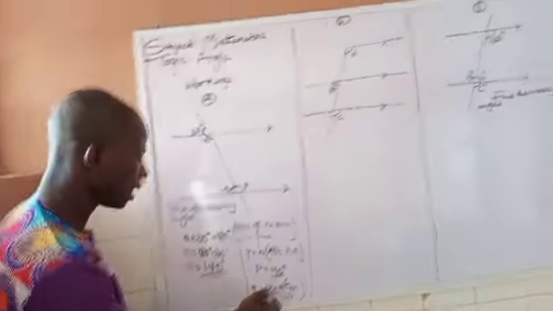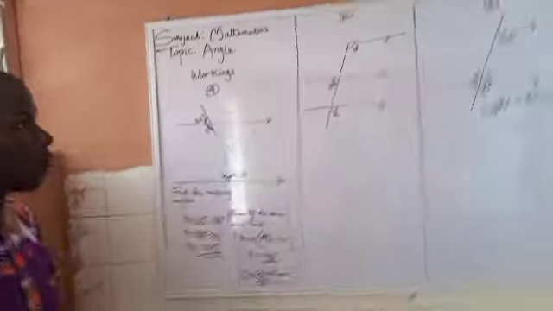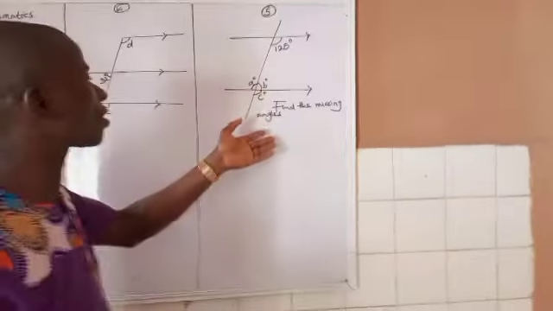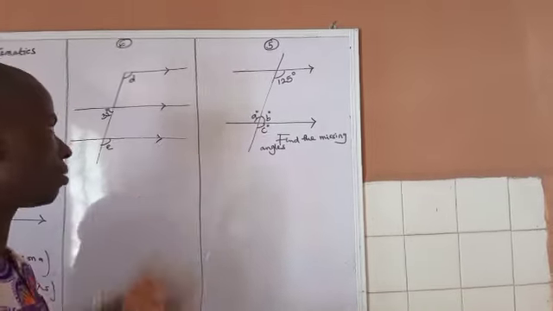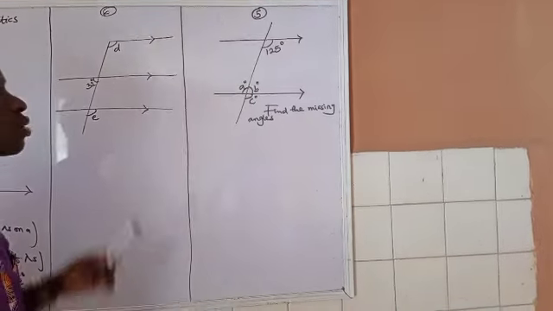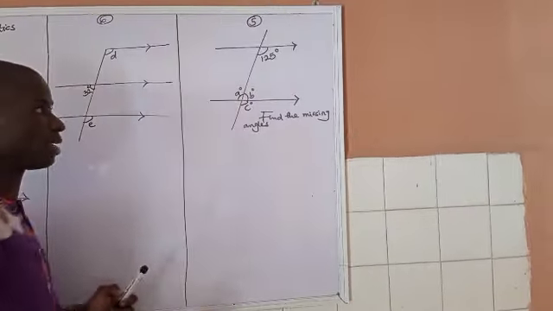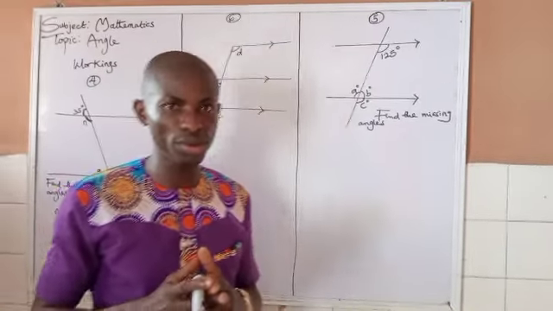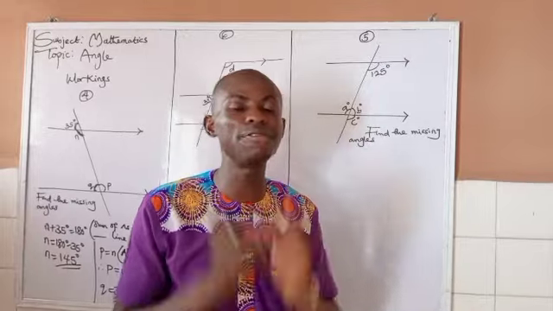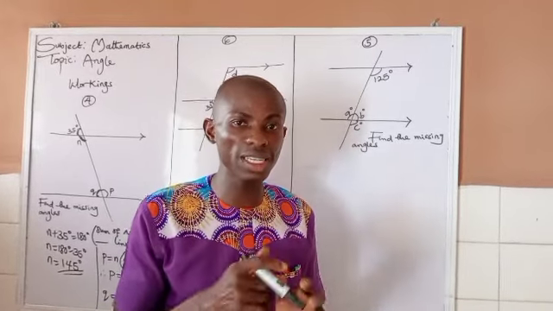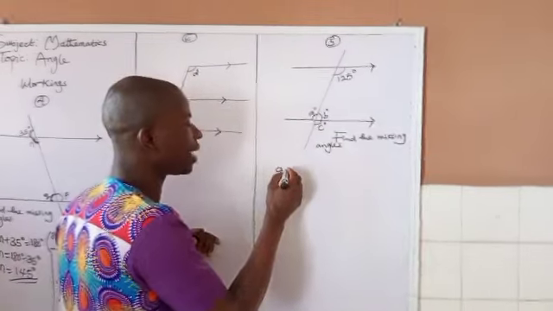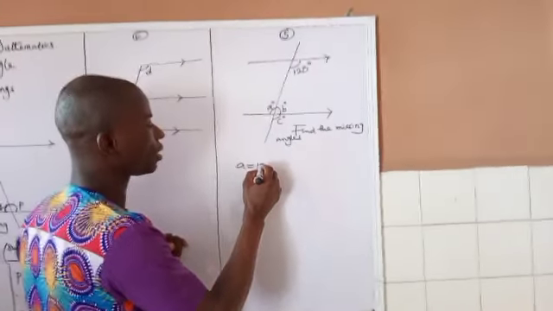So that's all about question 4. So let's go to question 5. Now look at it. They ask us to find the missing angles. So the first one we are going to find is letter A. Now, please, I will advise you to study your properties very well. Now, to find A is very simple. A equals what? 125 degrees.